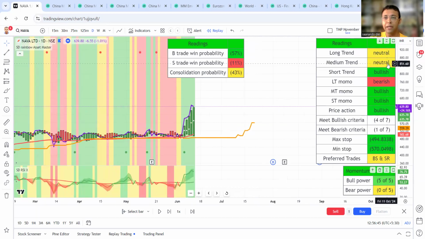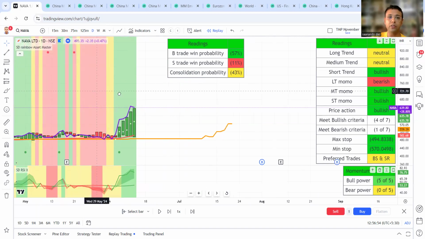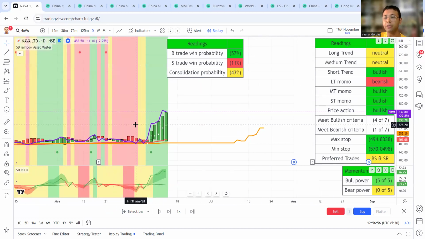Now, medium-term trend, then we have short-term trend, which is denoted by the background color. If the background color is green, that means short-term trend is bullish. If the background color is red, means the short-term trend is bearish. And if the background color is yellow, which means the short-term trend is neutral. So these are the three important trend readings among the 12. Among the 12 factors, 3 are trend based readings.